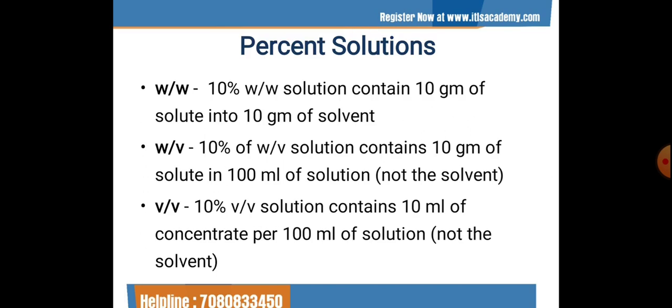Now the next category is the percent solution. Percent solution could be weight by weight, weight by volume, or volume by volume. Weight by weight means a 10% weight by weight solution contains 10 gram of solute in 100 gram of solution. Here both the solute and solvent are in solid forms. Weight by volume means a 10% weight by volume solution contains 10 gram of solute in 100 ml of solution, not the solvent. V by V means a 10% V by V solution contains 10 ml of concentrate per 100 ml of solution, not the solvent.